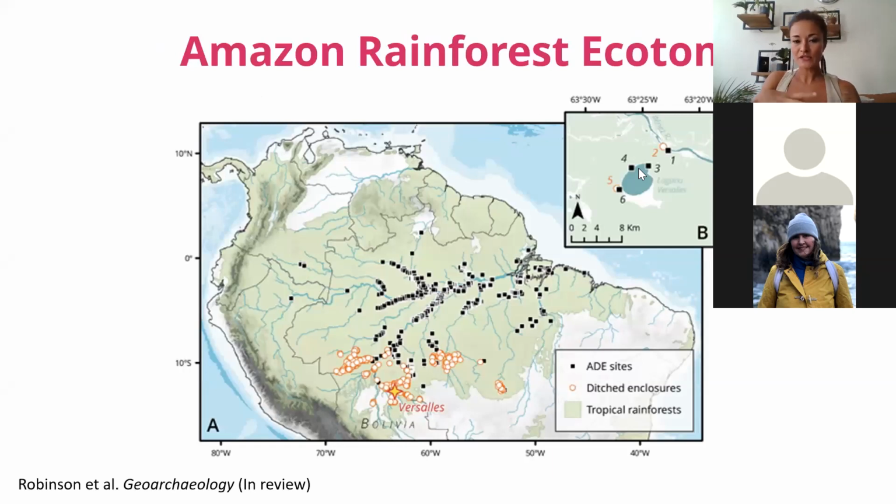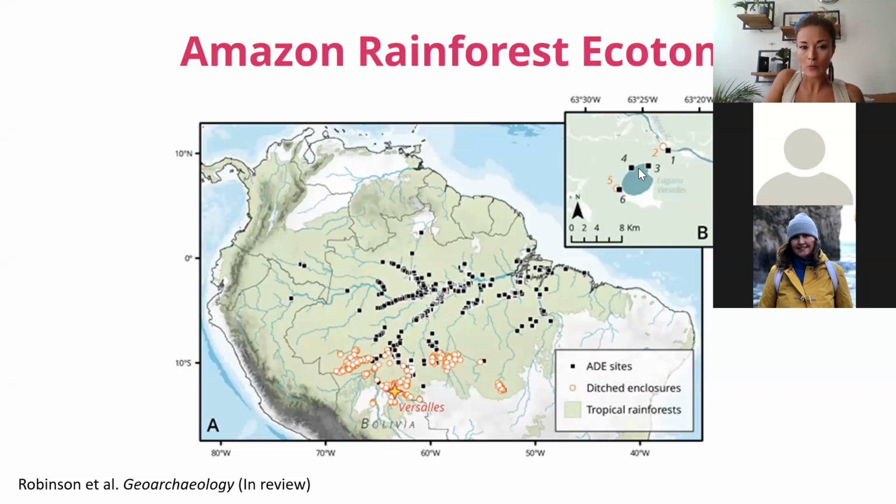So we start thinking about the distribution of these soils. Here we have a map that we currently have in review right now. Mark Robinson's leading this one. What we're looking at here is basically the distribution of these ADE soils around the Amazon, as well as some what we're calling ditch enclosures.